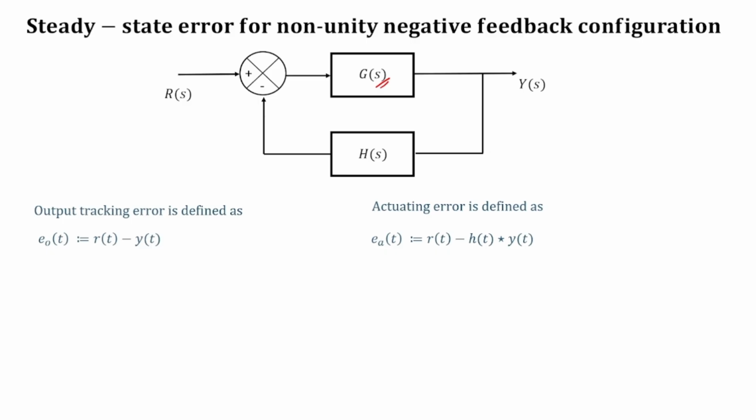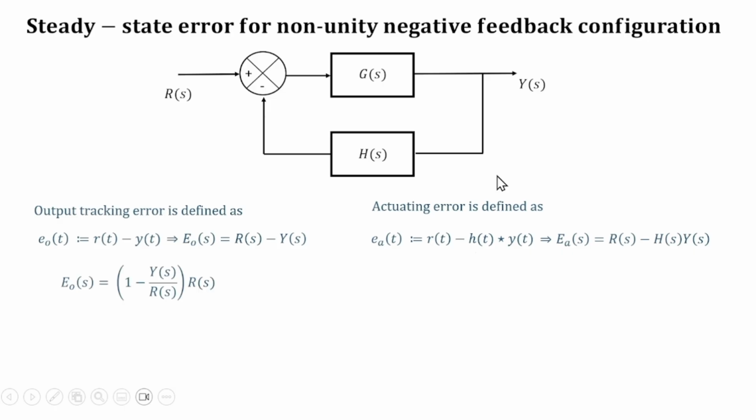But now that we have H(s) also, which is not equal to 1, we may have to go for a different definition of type of a system. So let us go ahead and write down the Laplace transform of these equations that we have written. The output tracking error will be R(s) minus Y(s), whereas the actuating error will be R(s) minus H(s)Y(s), because the Laplace transform of convolution is multiplication.